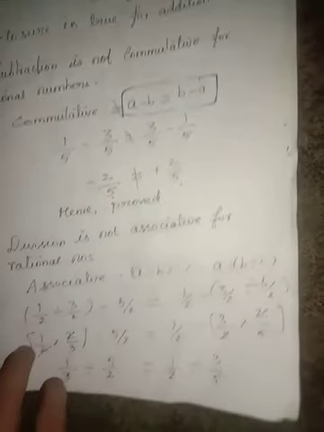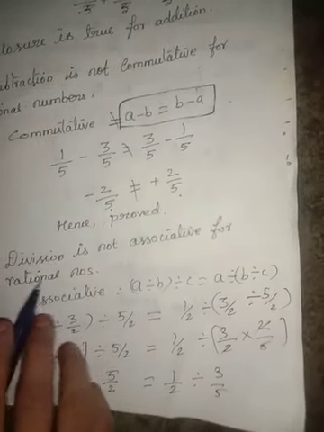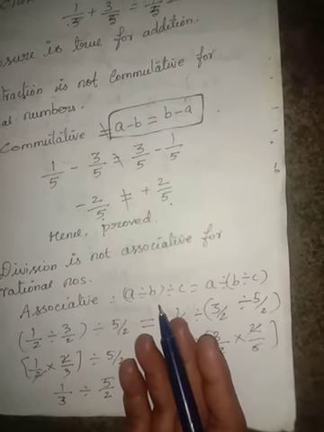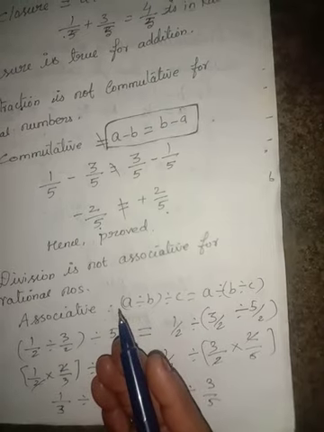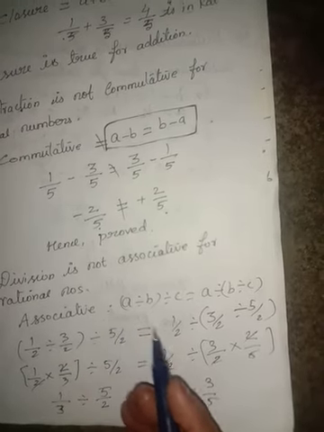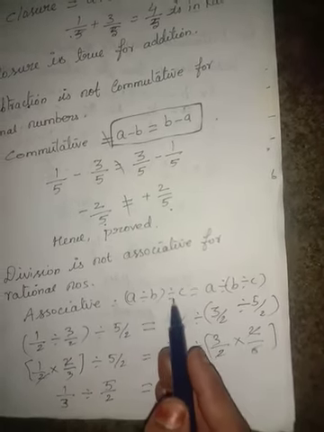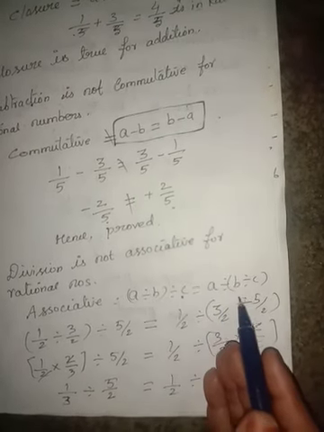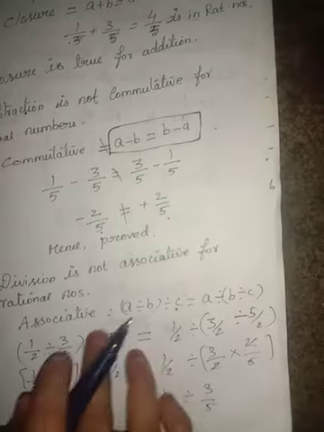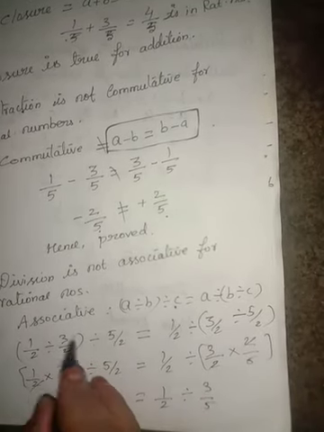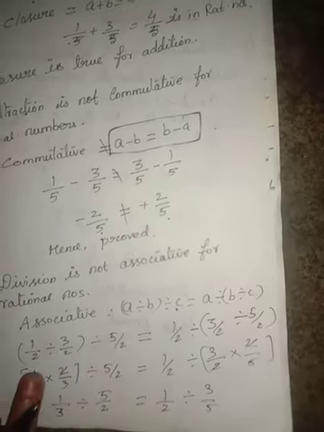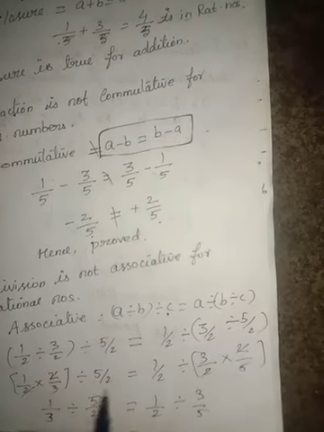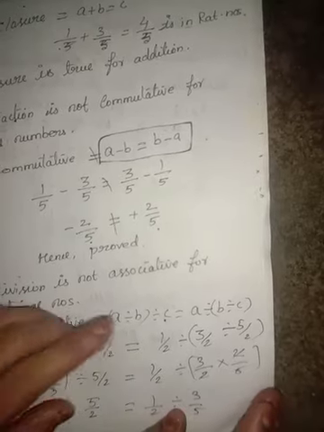Then they give the third statement, division is not associative for rational numbers. What is the associative property? The division of two rational numbers divided by the third one, similarly on the right hand side. So how can we divide rational numbers? Find the reciprocal and simplifying the numerator and denominator, we get the answer. Similarly, we can simplify these answers.